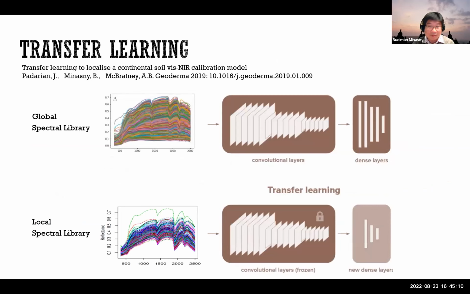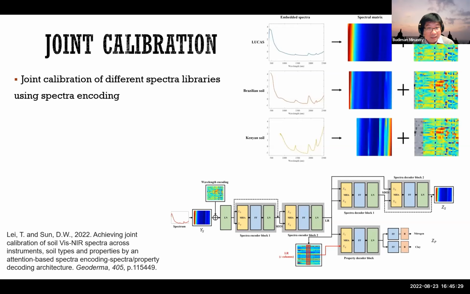There are, of course, options that Jose talked about, which is transfer learning. You do your global library and then you fix your convolutional layers, and then locally you readjust the other layers.